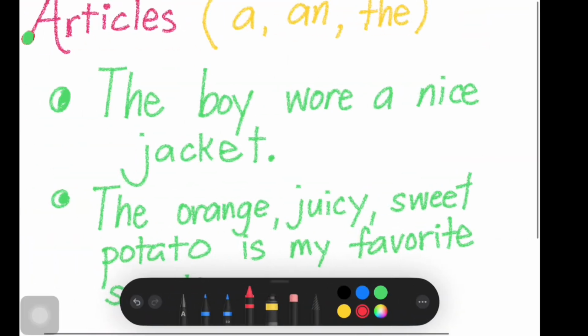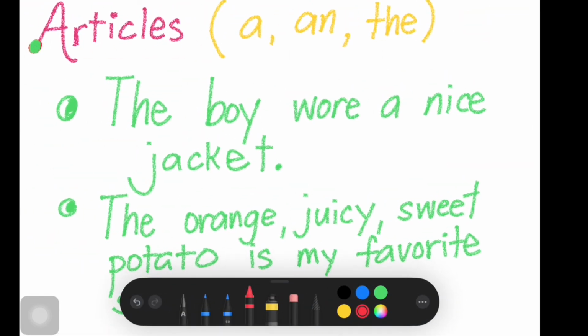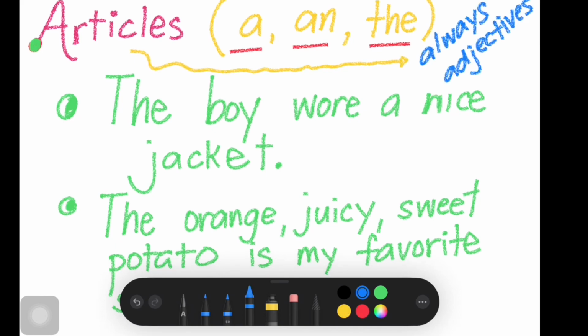Alright, let's also discuss a little bit on the articles, because articles are commonly seen in a sentence, okay? And the articles are the words a, an, and the, okay? A, an, and the. Articles are always adjectives. Remember that. Okay, so let's look at this sentence. We have two sentences here. Let's see if we can spot the articles or other adjectives on that matter.